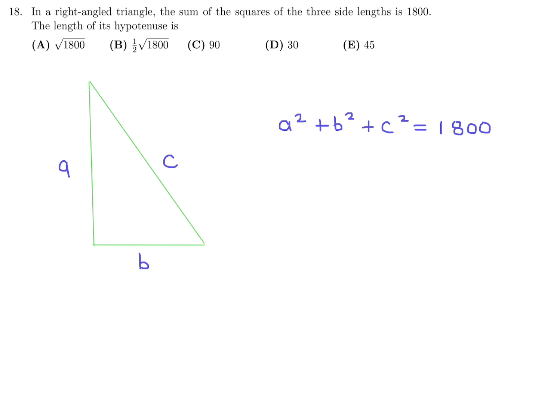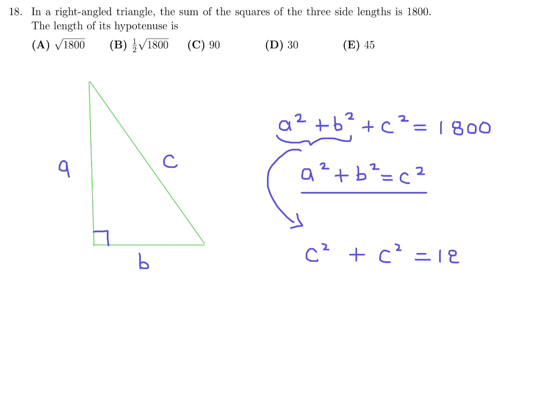Now, since it's a right triangle, that Pythagorean relationship, as you know, is A squared plus B squared is equal to C squared. Correct? So they want you to figure out the length of the hypotenuse. The hypotenuse is this guy, C. So how do we figure out C? Well, just look at this equation here. A squared plus B squared in the second equation is equal to C squared. So we can just substitute that in. Instead of writing A squared plus B squared, I can just write C squared, right? And then we've got plus C squared is equal to 1800.